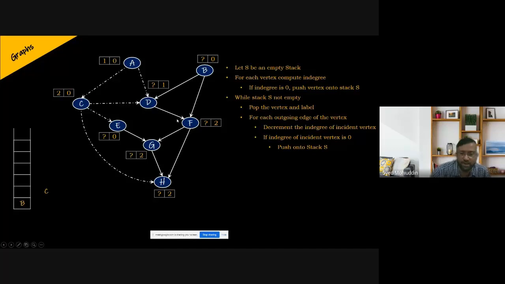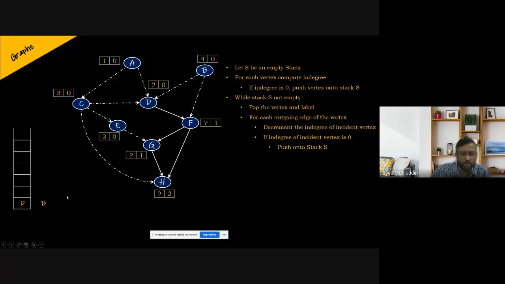Now, is there any vertex whose in-degree has become 0? D is 1. E is 0, so we push E onto the stack. Then again the stack is not empty, so we pop from the stack. It's E which gets popped out, and once it pops out, it's labeled as 3. That is the third vertex in the ordering. So A comes first, C comes second, then E comes. From E, there is an edge to G. G's in-degree was 2 and has become 1. Now, is there any node whose in-degree has become 0? No, so leave it as it is.